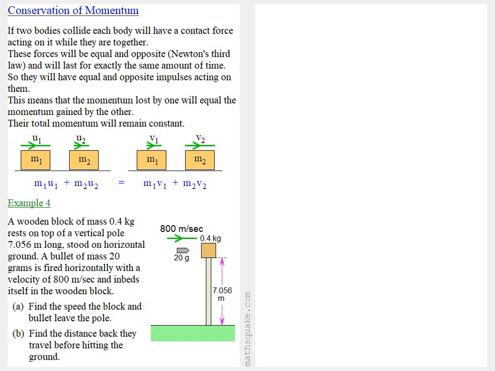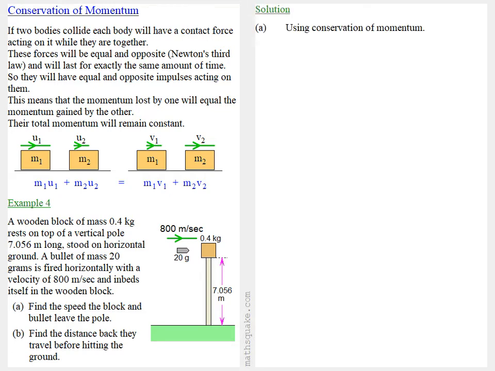Example 4. In the diagram we see a wooden block of mass 0.4 kilograms which rests on top of a vertical pole 7.056 meters long. The pole stands on horizontal ground. A bullet of mass 20 grams is fired horizontally with a velocity of 800 meters per second and embeds itself in the wooden block. In Part A, we're asked to find the speed of the block and bullet as they leave the pole.